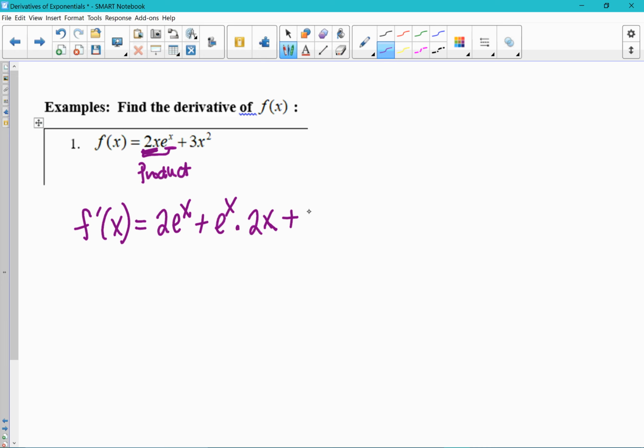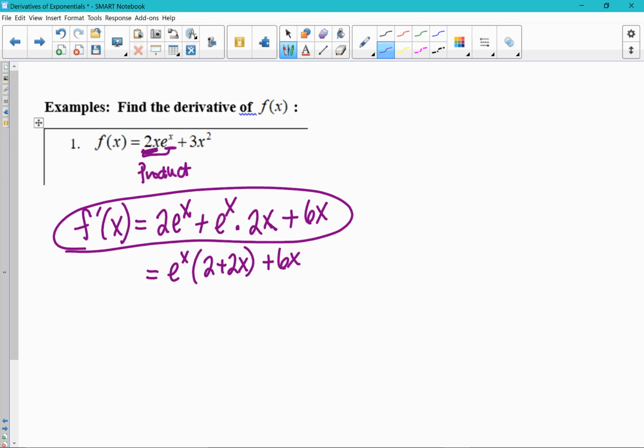And now the derivative of 3x squared is 6x. That's it. Every now and then you might see some other things factored out, such as this e to the x, but that will not make this any nicer. This would be like a 2 plus 2x and then plus 6x. This is completely fine.